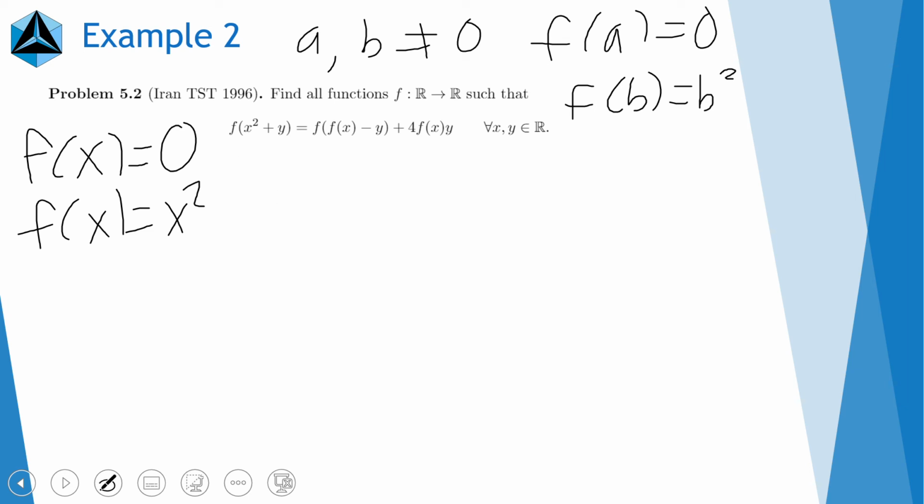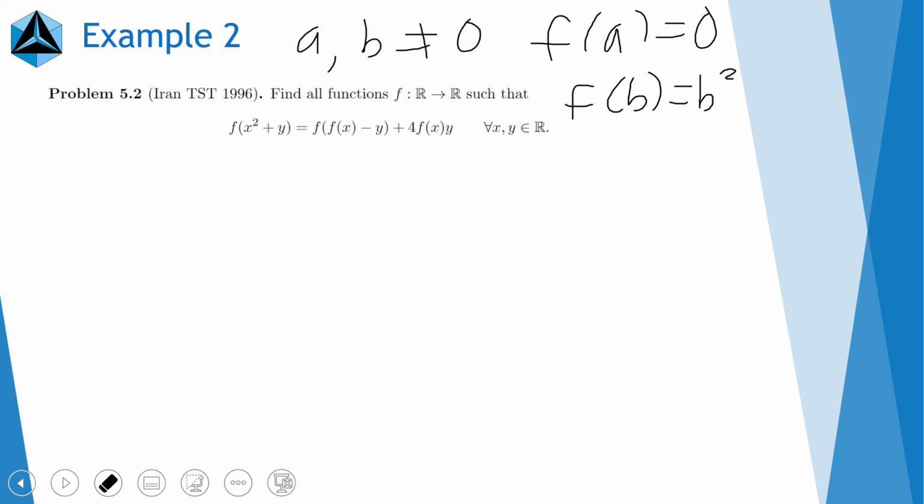So now let's get going. Let's just get right to work. So we want to plug in x equals a and y equals b. What this does is that plugging in x equals a and y equals b, we get f of a squared plus b is equal to f of a, which is equal to 0. So, and then minus b.